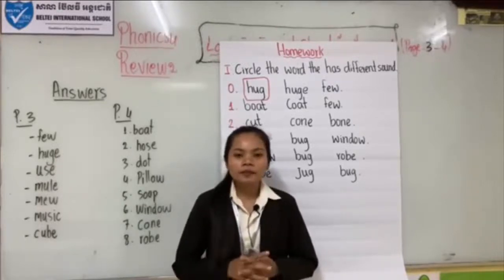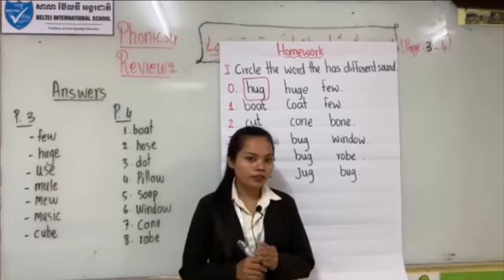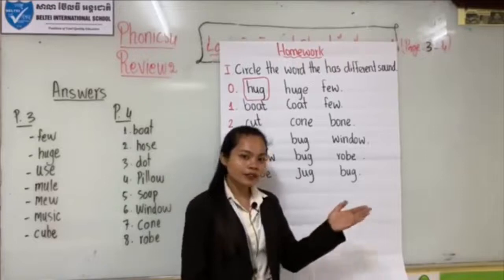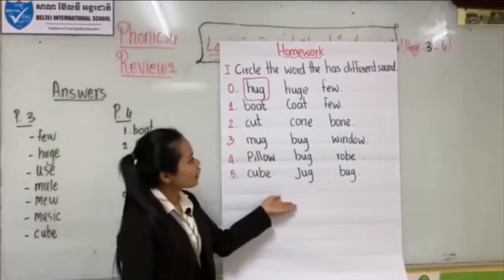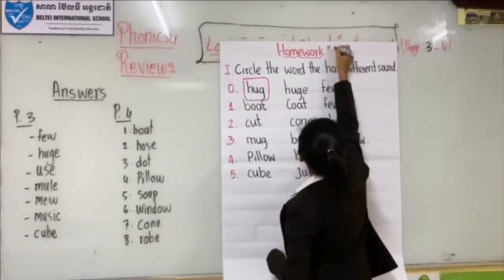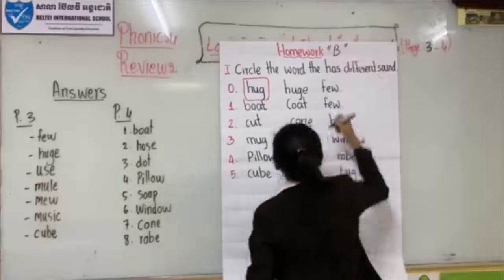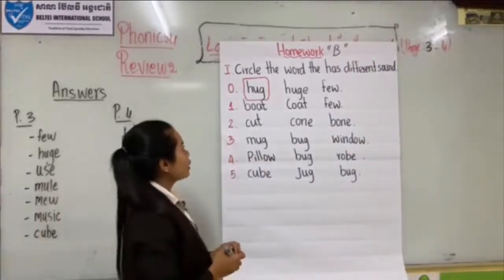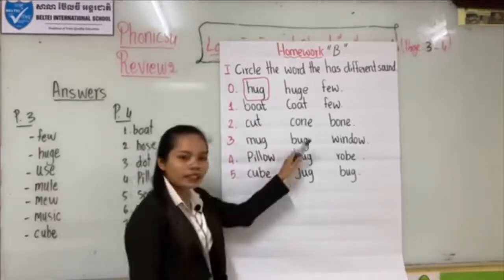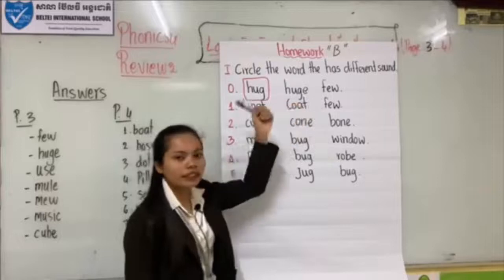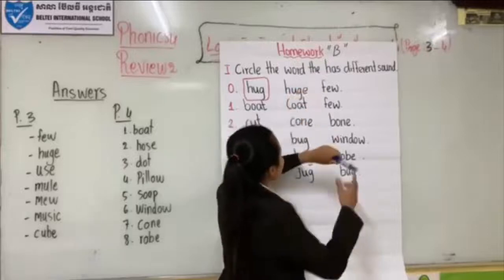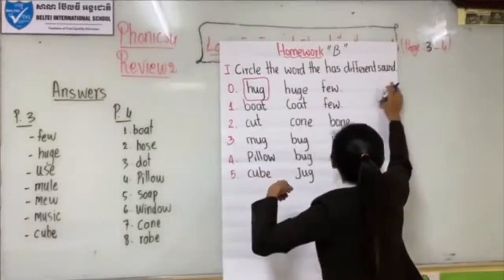Okay, so teacher will have something for you to practice more at home by giving you homework. Here is your homework. Today you have homework B. Your homework here, you're going to practice to read. You have to read in order to answer the correct one. Here, circle the word that has different sound.